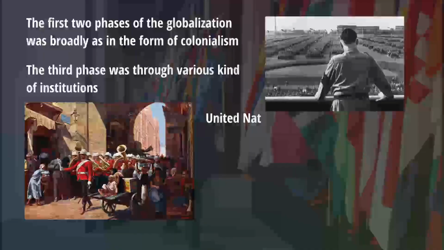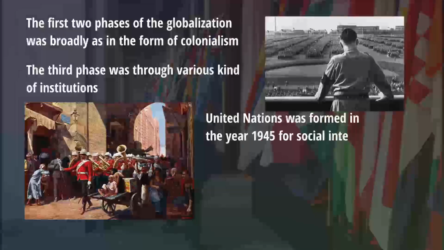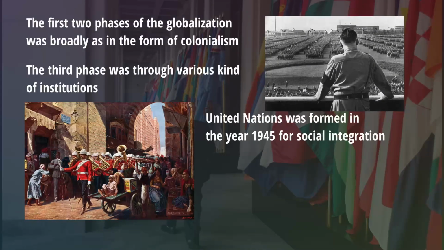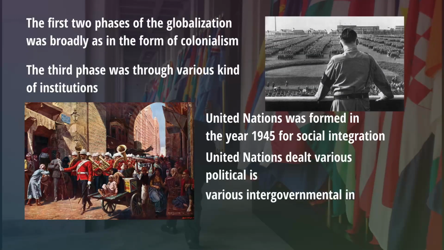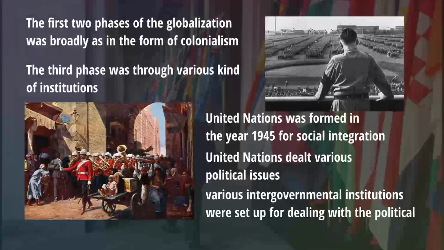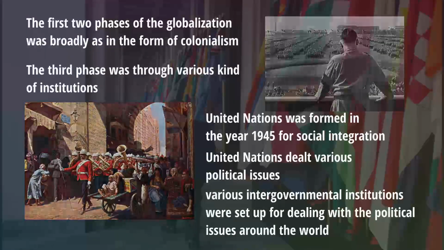So whether it was a case of political integration or social integration or economic integration, we find that the United Nations was formed in the year 1945, and various political issues were dealt with through the United Nations and various other institutions. The intergovernmental institutions were set up for dealing with the various political issues around the world.